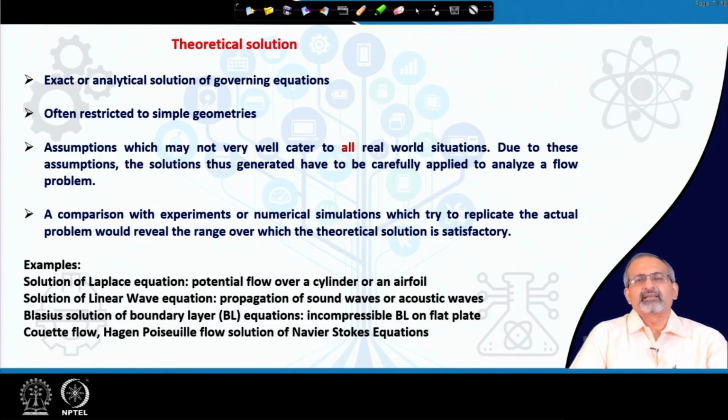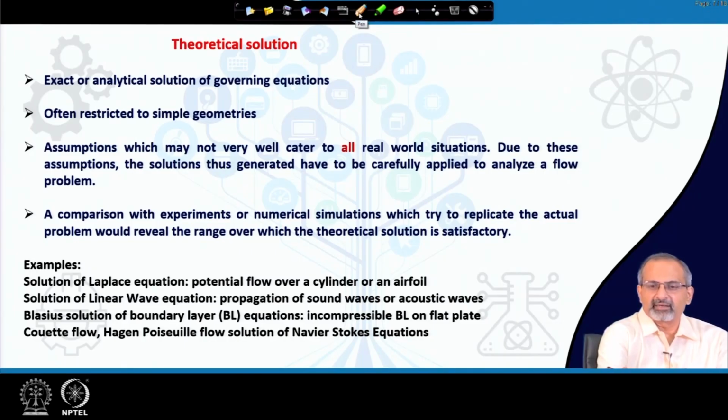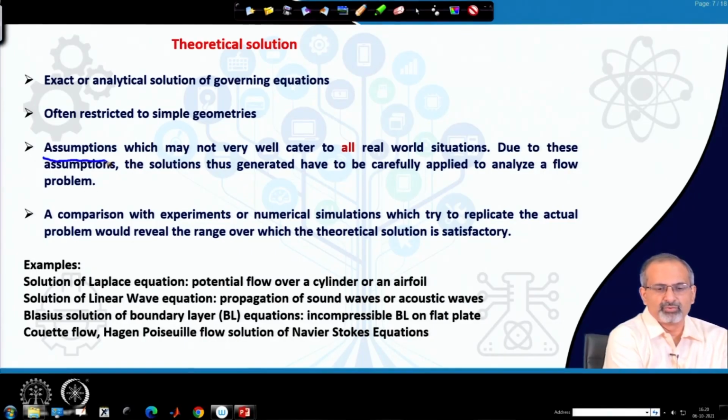Often for seeking exact or analytical solution, we have to make some simplifications. Most often we see that there is a simplification in the domain geometry, or there is a simplification of the body geometry that we are trying to model. There are assumptions which are made which do not always cater well to all kinds of real world situations. Due to these assumptions, the solutions thus generated have to be carefully applied to analyze a flow problem. So, we are finding that there are issues where we have to carefully handle how we take the solution forward.